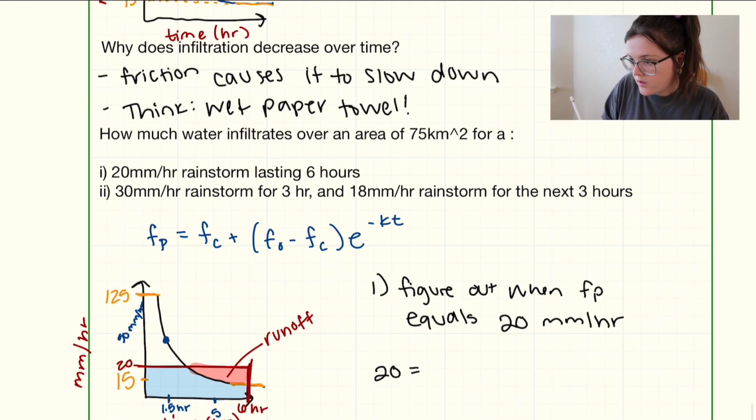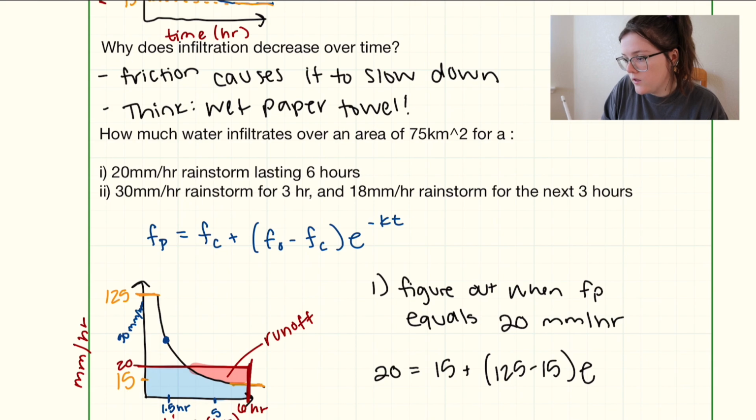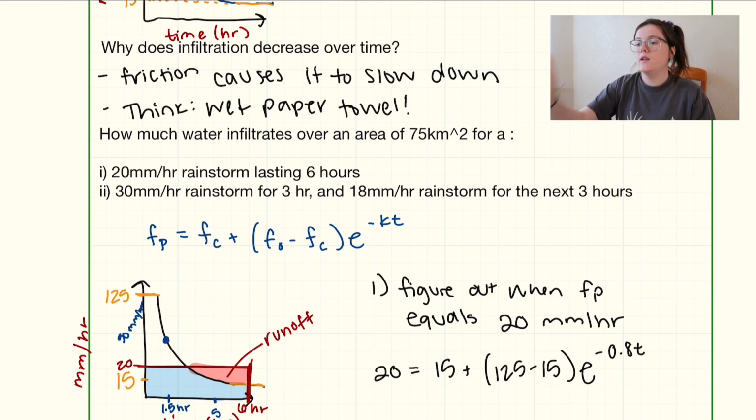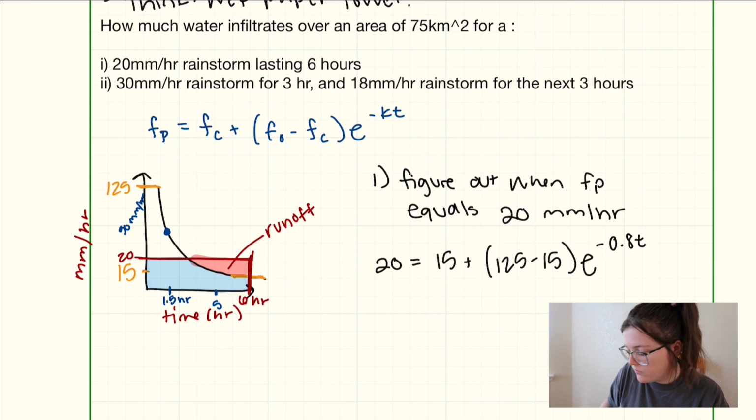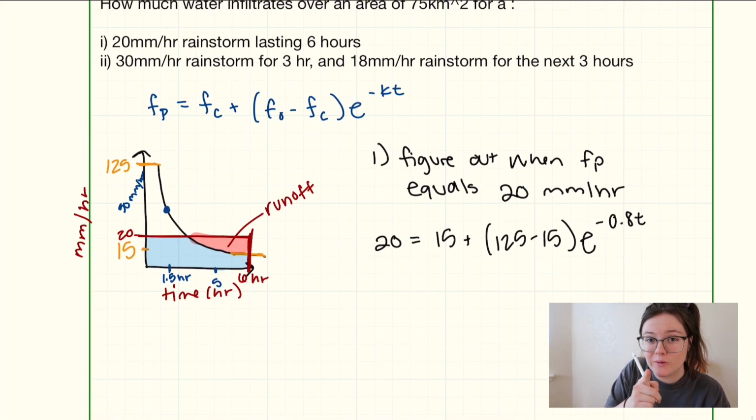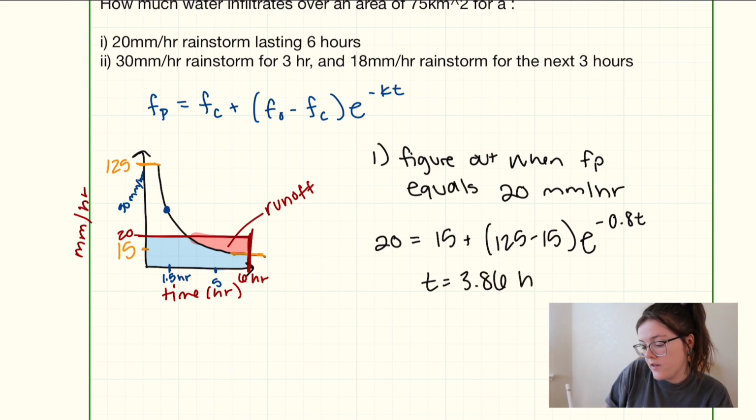Our FC is 15, plus F naught minus FC, which is 125 minus 15, e to the negative 0.8 t. That negative 0.8 is from our k value, which is 0.8, and then it is negative in the equation. I'm not going to solve this by hand for the sake of time, but I believe in you to do it. I've done it before. You end up getting t equals 3.86 hours.